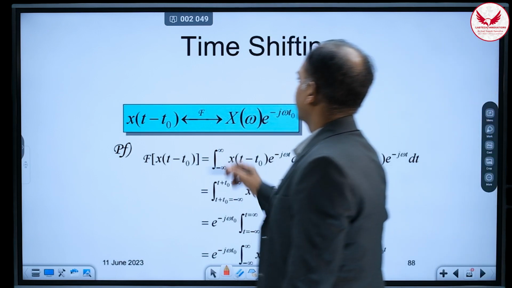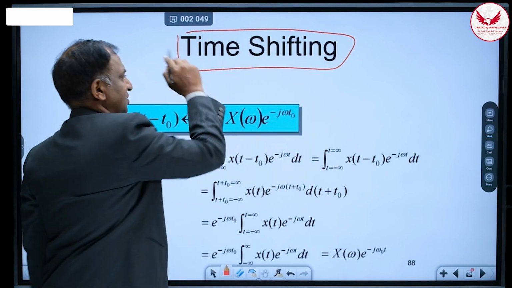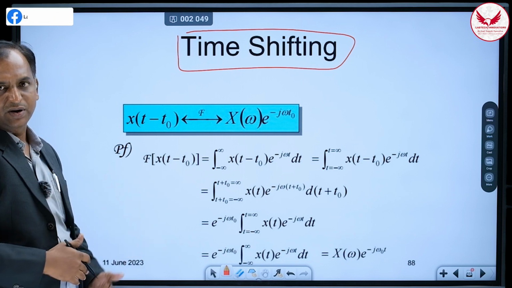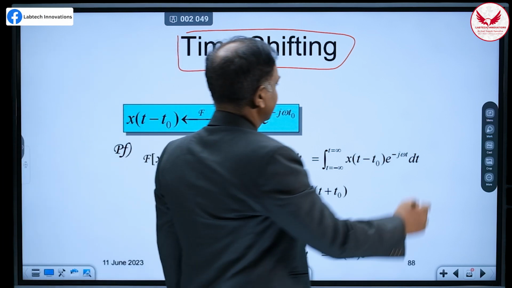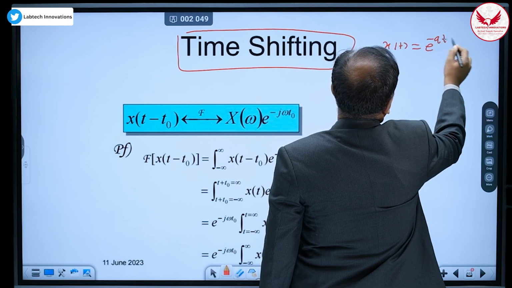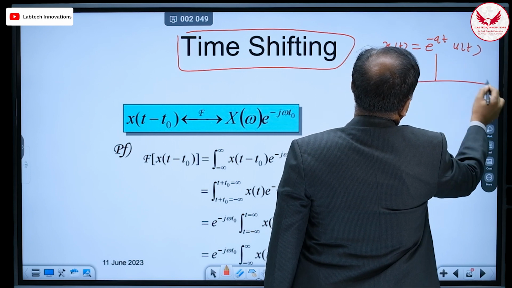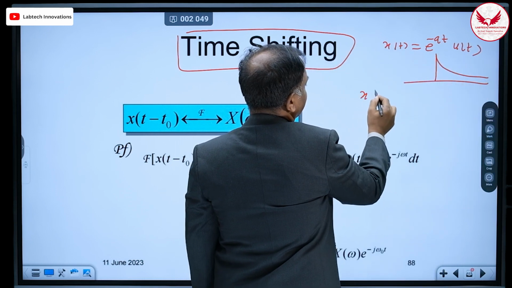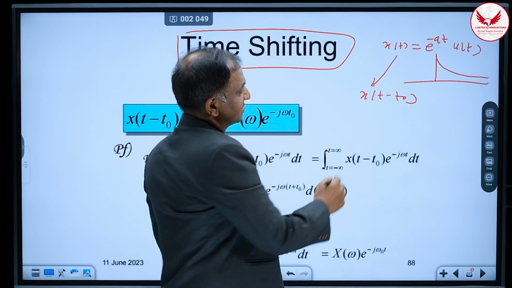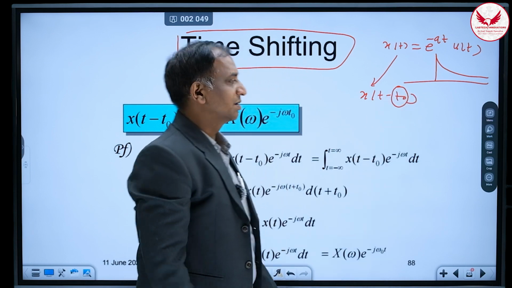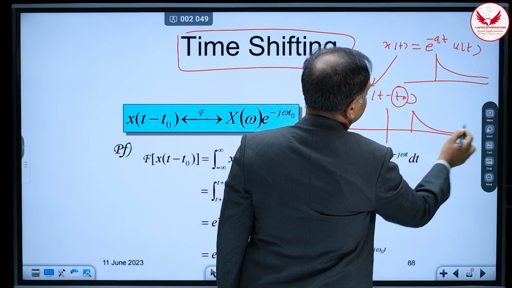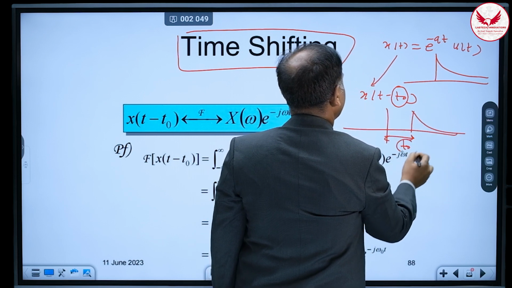The next important property is the time shifting property. All of you know that time shifting means shifting the signal in the right direction or in the left direction. For example, I have x of t equal to e raised to minus at into u of t, my exponential signal. Time shifting means the signal x of t is represented by x of t minus t0. Depending on the value of t0, the signal is either shifted to the right or to the left. This is called the shifting value.